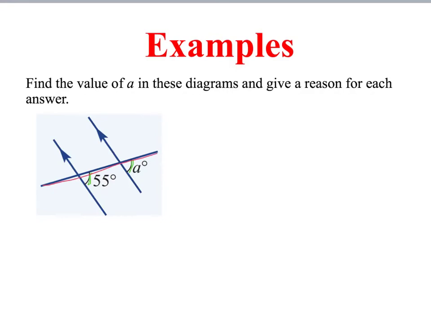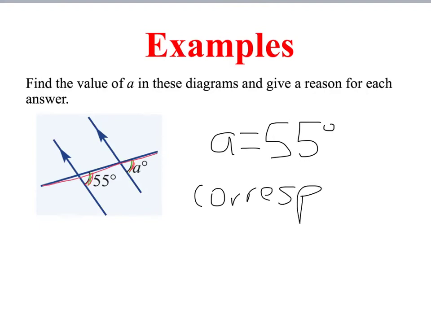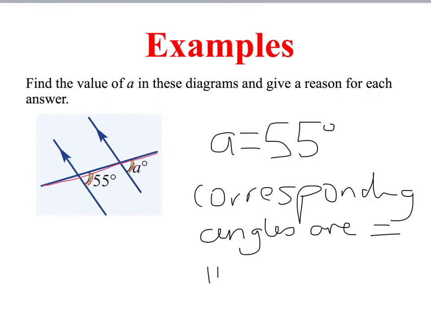Now I just learned of a rule. I learned that when angles are in corresponding positions like this and the transversal is cutting between parallel lines, they must be equal. So my answer to A would be A equals 55 degrees because corresponding angles are equal in parallel lines.